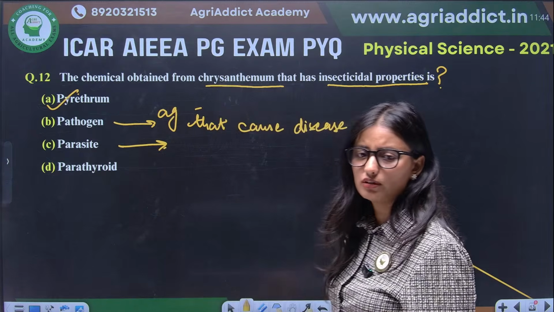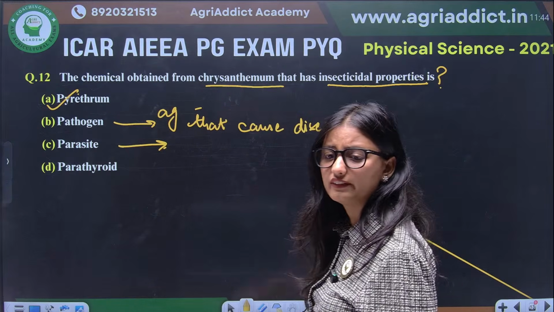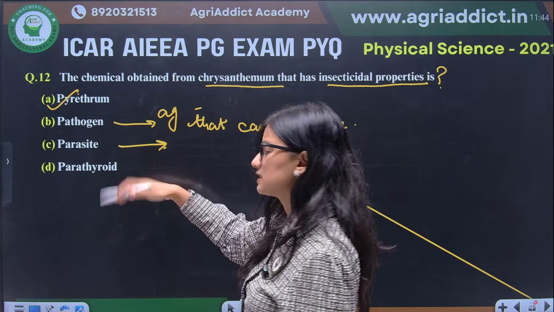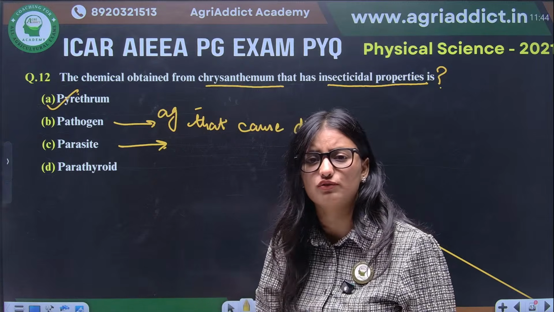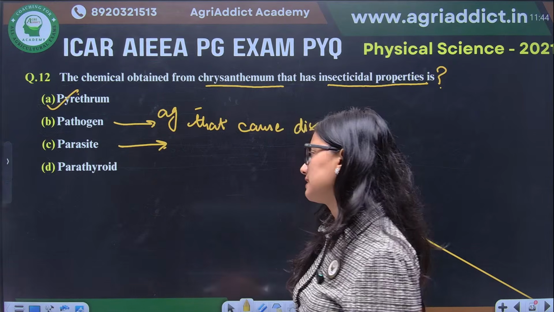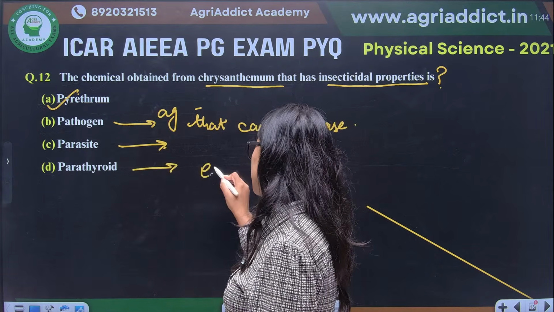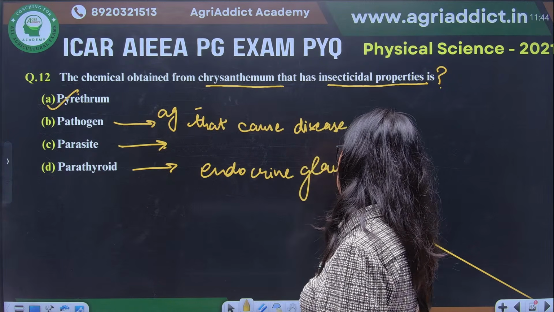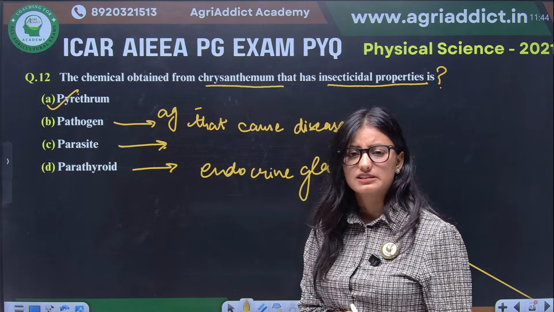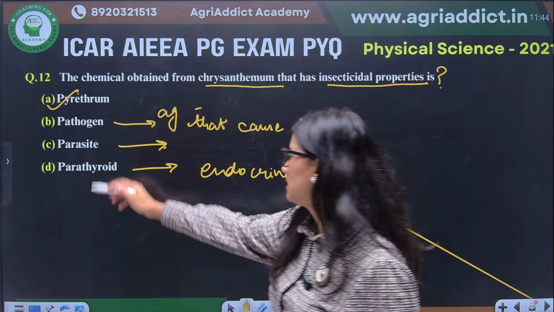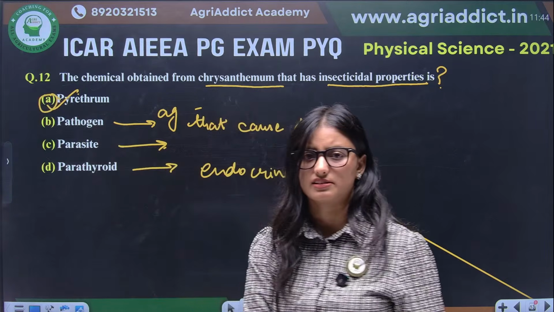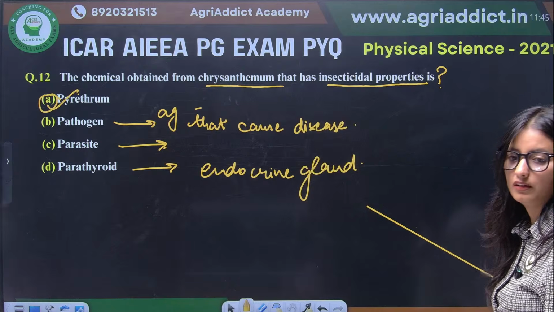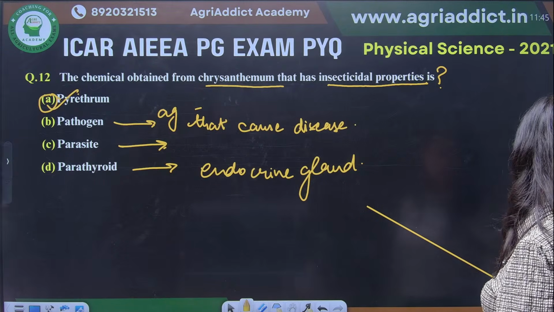A parasite requires a living host to complete its life cycle. That is a parasite, that derives its nutrition from a living host. What is parathyroid? This is an endocrine gland. Is it clear? So, pyrethrum is the correct answer. So, let's move to the next one.